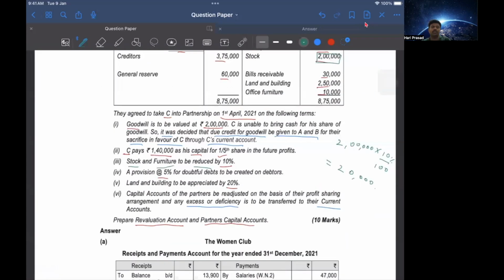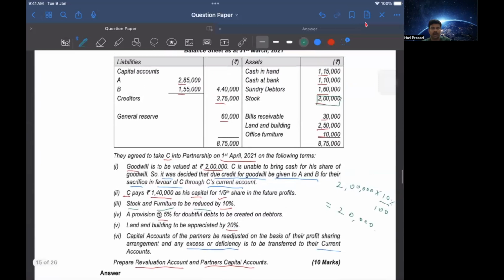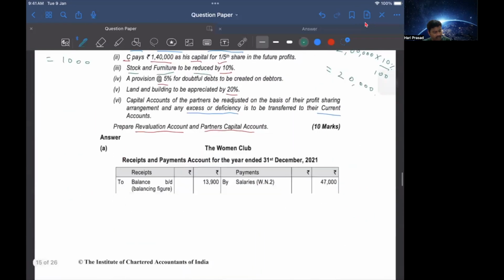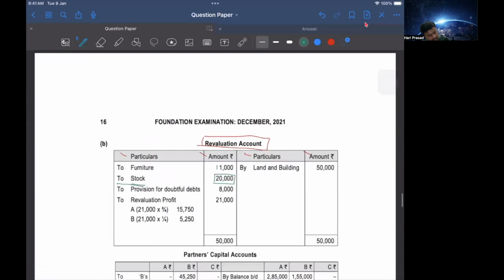Furniture account is also reduced by 10%. What is the value of furniture? Office furniture value is 10,000. 10,000 multiplied by 10 by 100 equals 1,000. Furniture value is reduced by 1,000, which is a loss. Again, revaluation account is debited by 1,000.